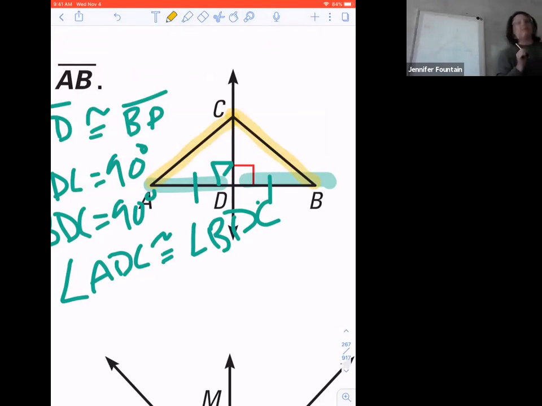AC and BC will be congruent because those are not, remember, reflexive means that this is equal to itself. AC and BC are two different things. They can't be equal to itself.